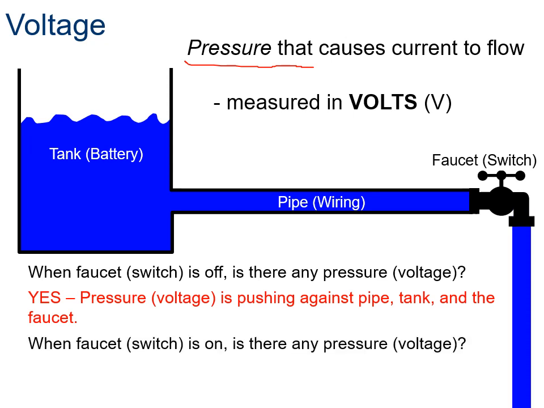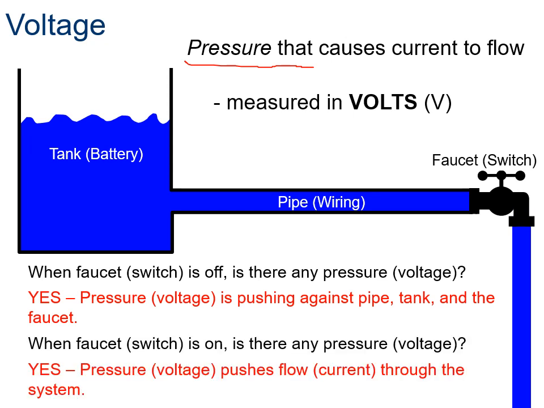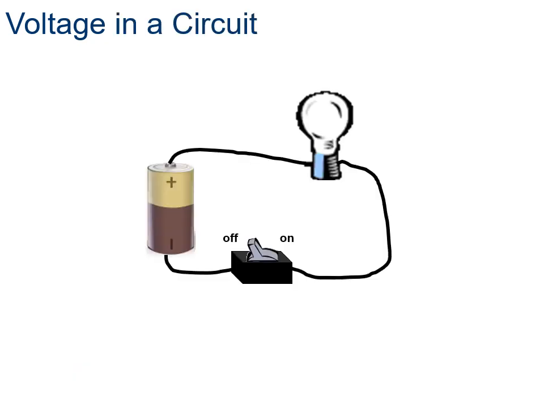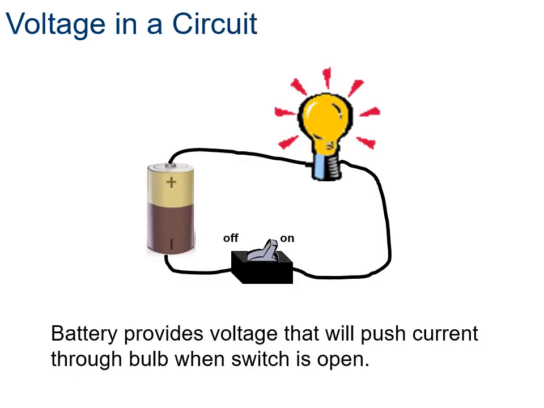When the faucet is switched on, is there any pressure? Yeah, there's still pressure that flows when the water is flowing, just like when electricity is flowing. In a circuit, again, the battery is providing voltage that will push current through the bulb when the switch is open.